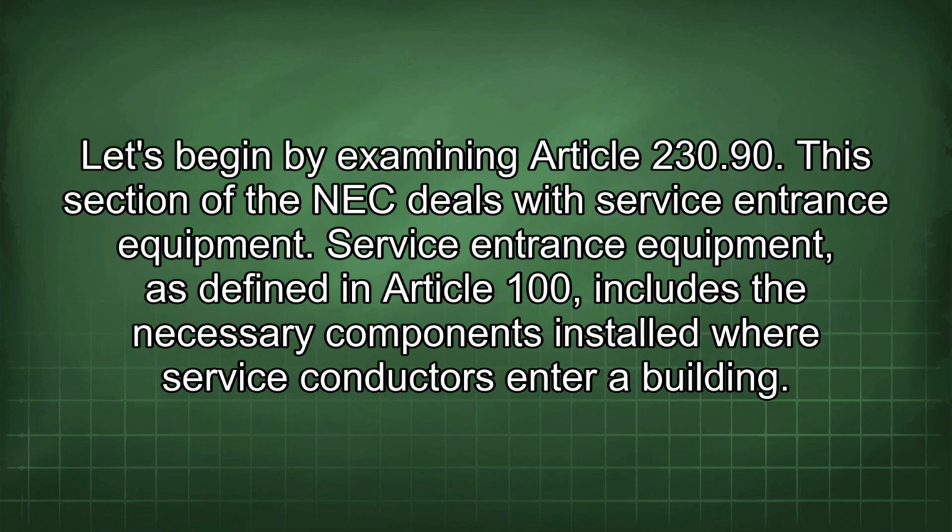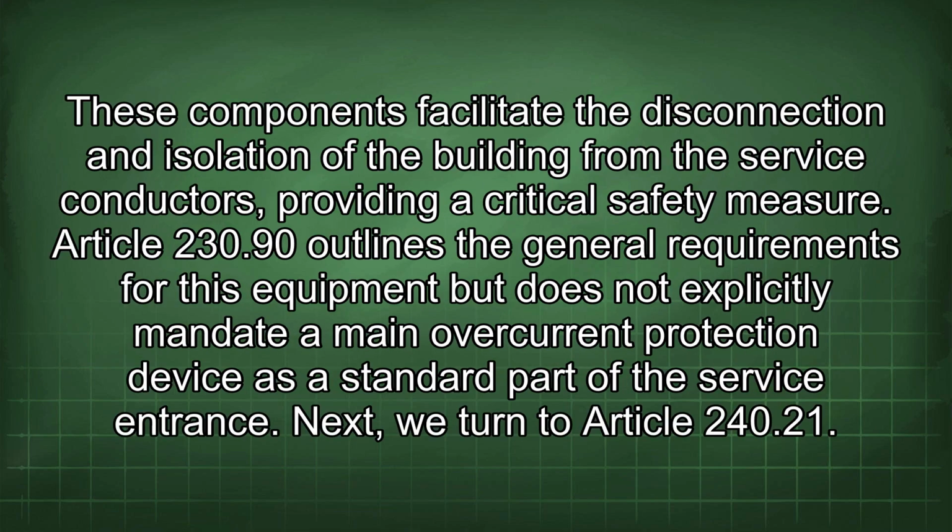Let's begin by examining Article 230.90. This section of the NEC deals with service entrance equipment. Service entrance equipment, as defined in Article 100, includes the necessary components installed where service conductors enter a building. These components facilitate the disconnection and isolation of the building from the service conductors, providing a critical safety measure. Article 230.90 outlines the general requirements for this equipment but does not explicitly mandate a main overcurrent protection device as a standard part of the service entrance.